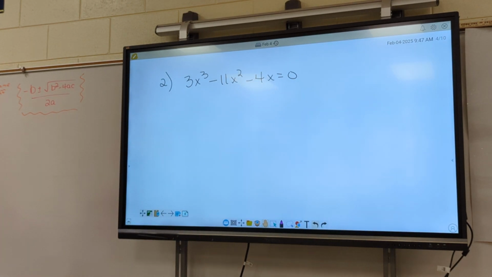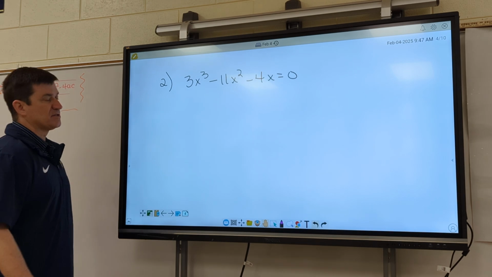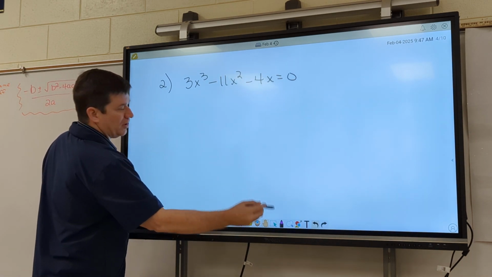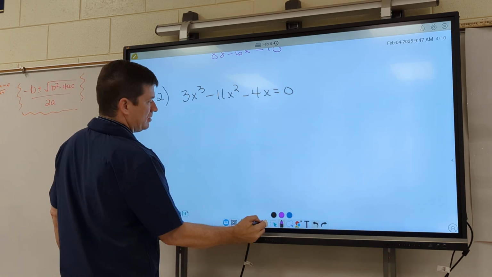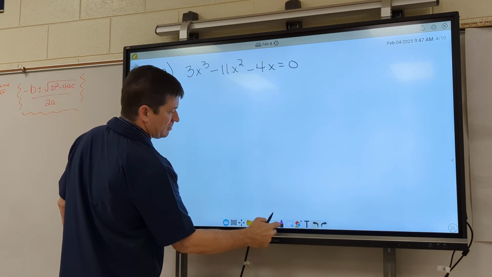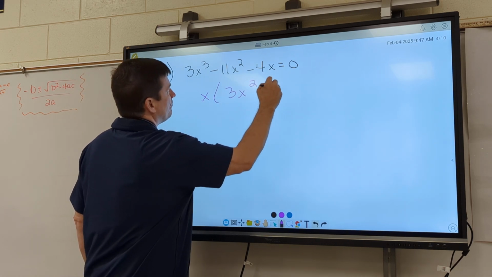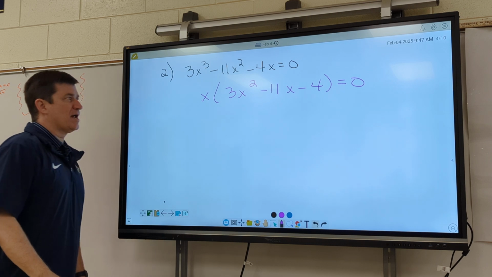All right, 2 and 3 are also normally pretty easy. Look at number 2. We did this yesterday. What does every number have in common? X. An x. And what are you supposed to do when everything has an x in common? Take out an x up front. So, first step, come on. Your first step's going to look like that.